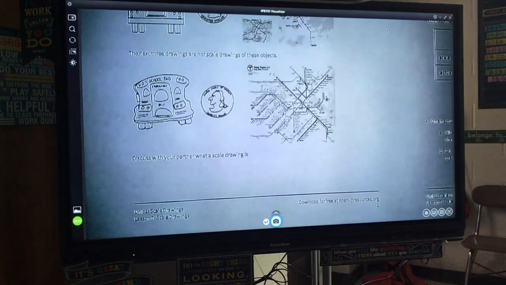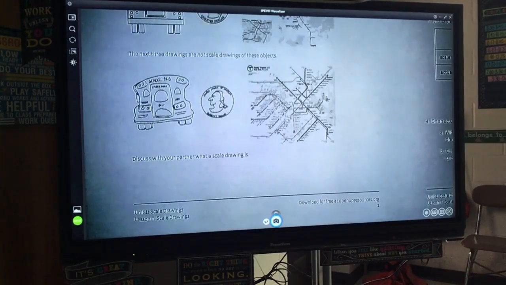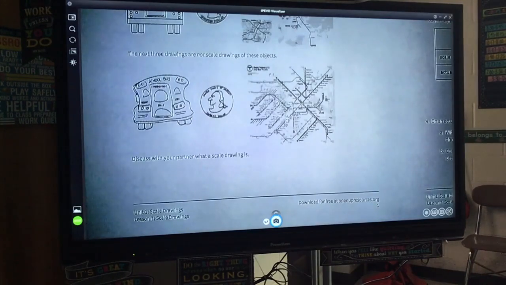It has to be basically that exact. Okay, we get it. Okay, so the next big drawing. So that's the scale drawing, and then these are not. Easily sorted. Look at the George Washington. And the school bus looks like a color.